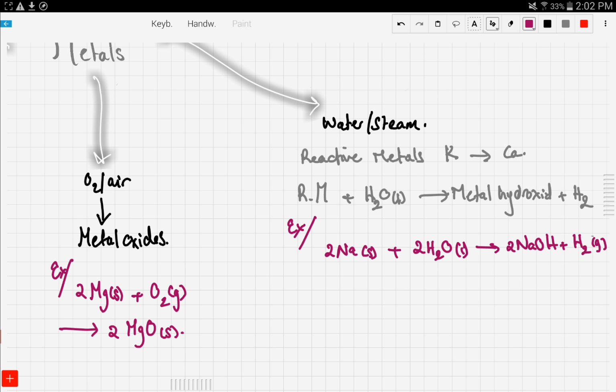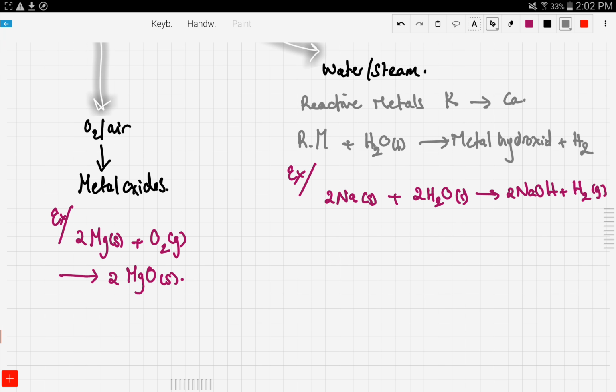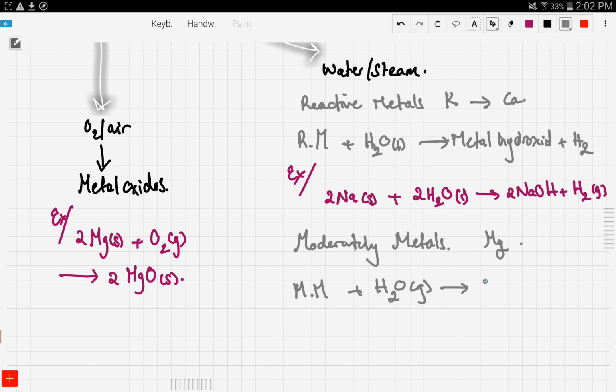Okay, now let's look at the reaction with moderately reactive metals. Well, moderately reactive metals react differently. And moderately reactive metals begin from magnesium. Okay, so moderately reactive metals, denoted by Mm, react with steam because they are less reactive to give metal oxide plus hydrogen. Now let's take an example.